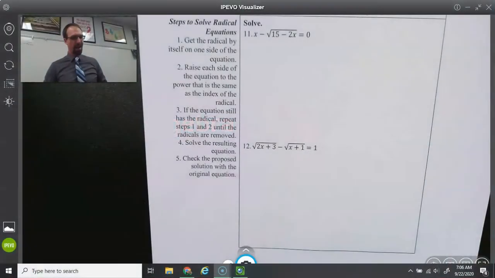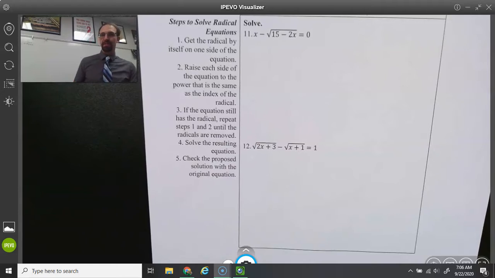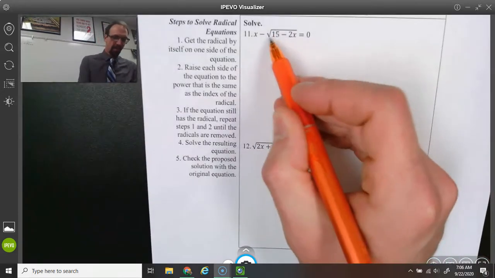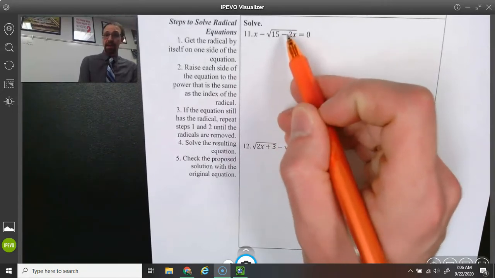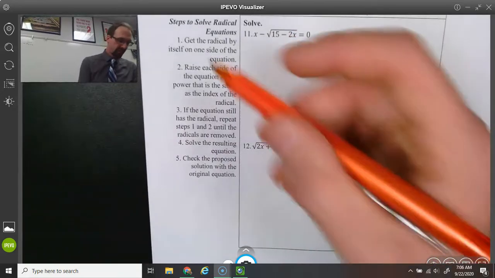Now we're going to be solving radical equations. Radical equations represent a very interesting type because now we need a way to get rid of a radical symbol. It's generally because we have a variable underneath the radical that we need to isolate. So the directions are over here.